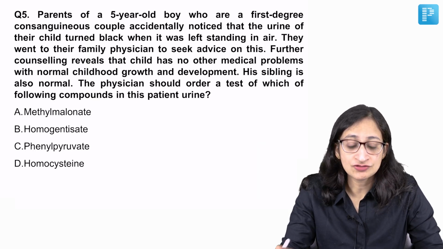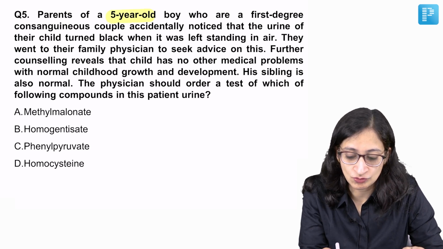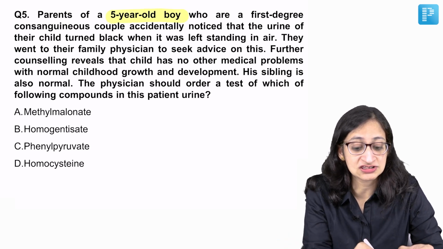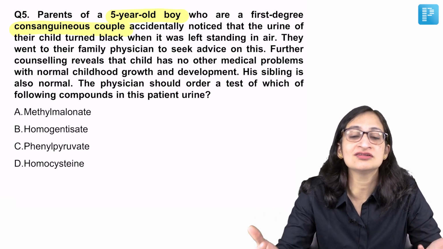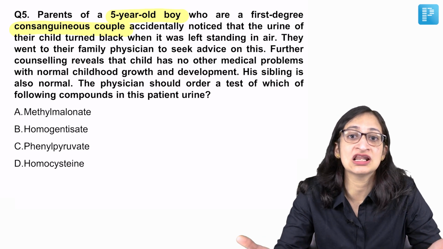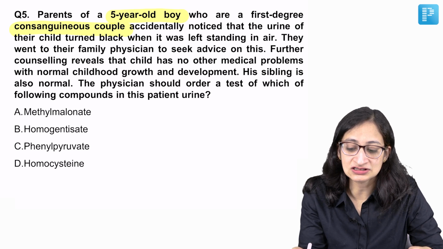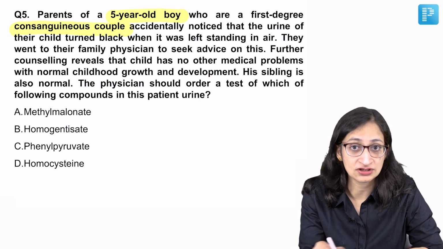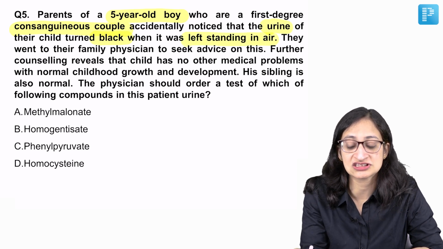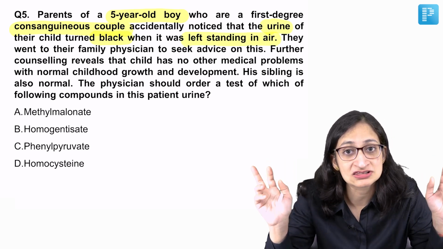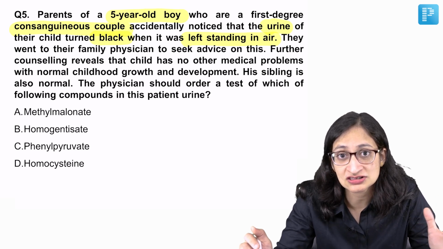So what we have here, friends, is the parents of a 5-year-old boy, who are a first-degree consanguineous couple. Now, wherever you're getting a history of consanguinity, remember there is an increased risk of genetic or inherited disorders like inborn errors of metabolism, right? They accidentally noticed that the urine of the child turned black when it was left standing in the air. So some bells should ring in your ear. What do you think is the disorder the child is suffering from?